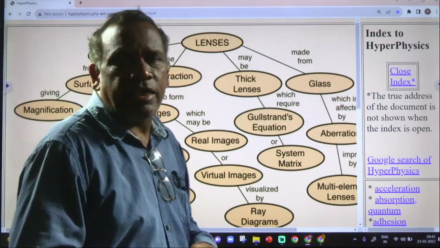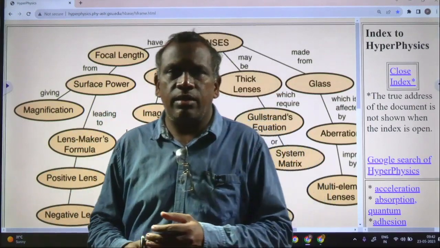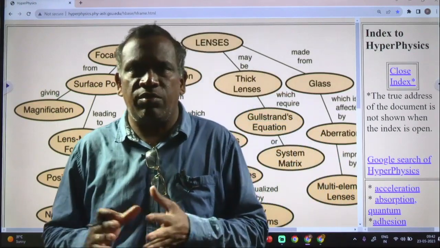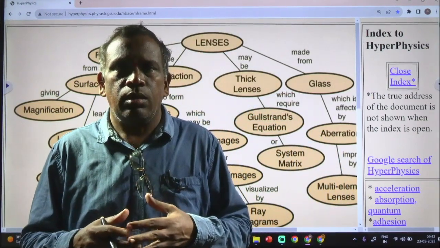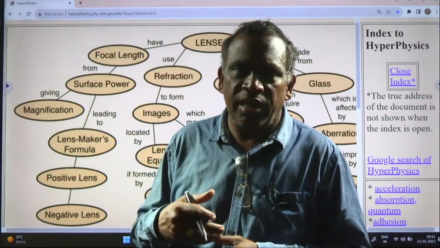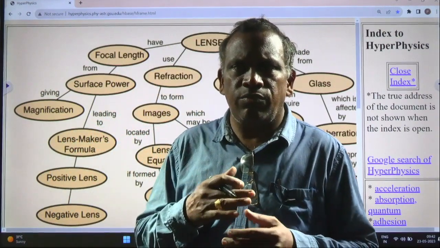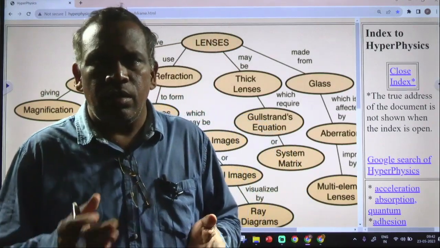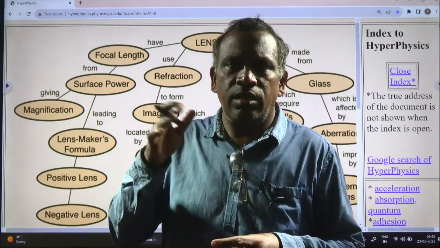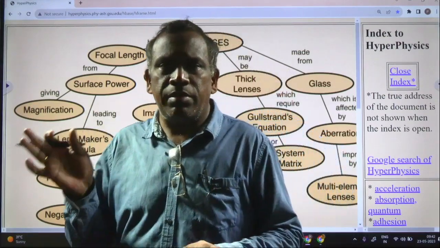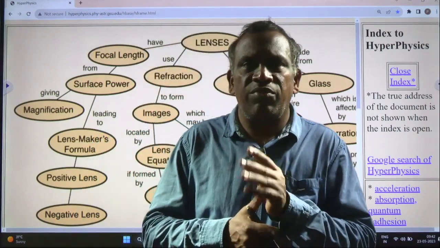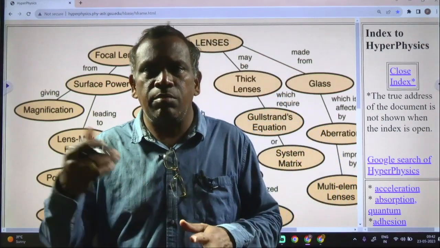A lens is a refracting medium which is a combination of two mirrors. If they combine two mirrors, it is called a lens. The refraction takes place. There is a bending of light. In the first surface there is a certain bending, and in the second surface there is a certain bending. So two refractions take place, and finally the image comes out.